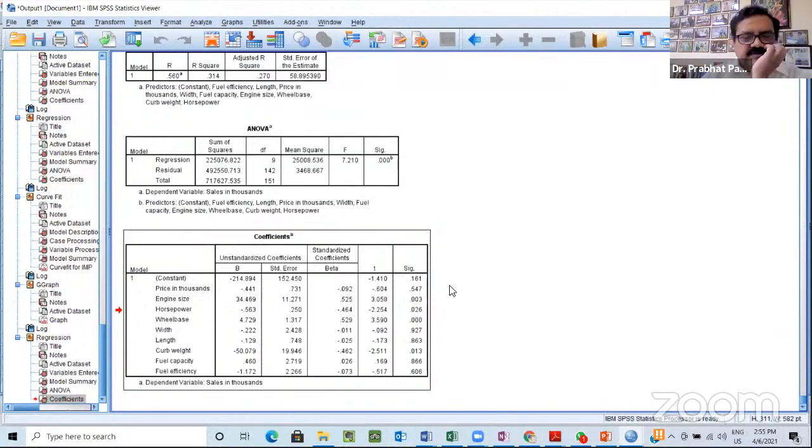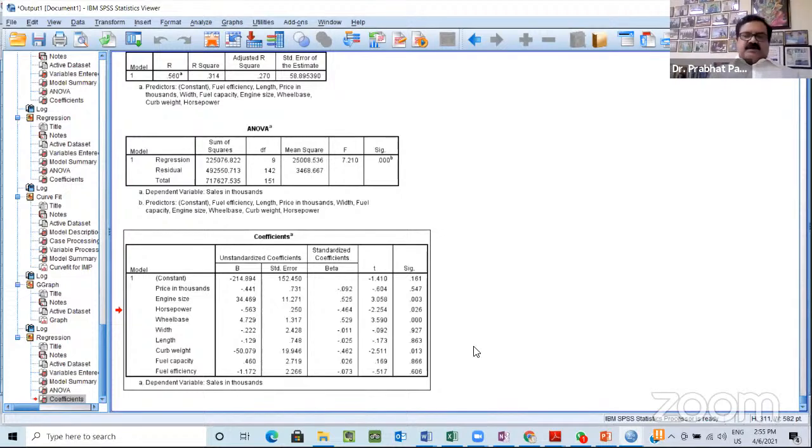So let me see the other one. Engine size, horsepower: significant. Wheelbase is highly significant. Width, no, width is not. Length is not significant. Curb weight is significant. And fuel capacity? No, not significant. Fuel efficiency is not significant.